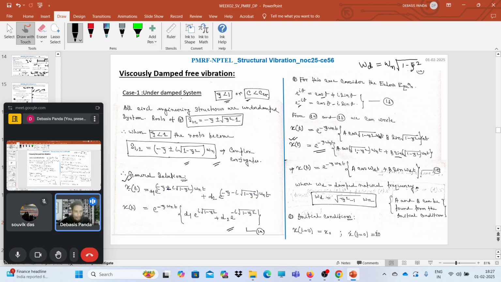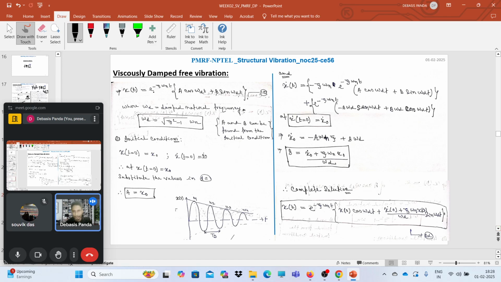Now here, instead of this term, if we write omega d, our equation looks like this: x(t) equals e to the power minus zeta omega n t, times the bracket a cos omega d t plus b sin omega d t, where omega d is called the damped natural frequency of the system. a and b can easily be found from the initial conditions, because we are talking about the free vibration case, and for free vibration the initial conditions obviously must be there, otherwise the motion will not be generated. Great. So let's find a and b from the initial conditions and complete the solution.